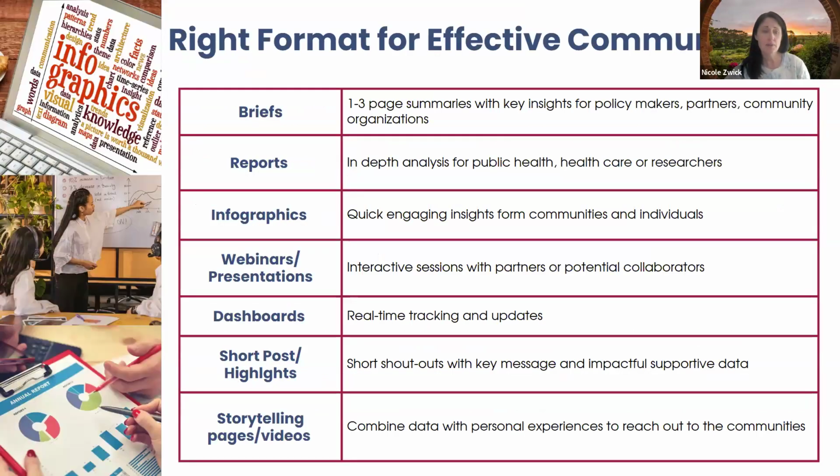So next, we're going to think about choosing the right format. We want to be understanding that there's a variety. This is just a brief list. You can have other things. You can also do combos of these. So the briefs are the 1 to 3 page summaries with key insights for policymakers, partners, and community organizations.